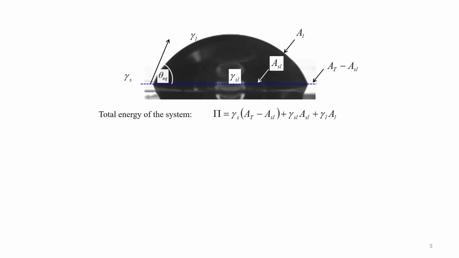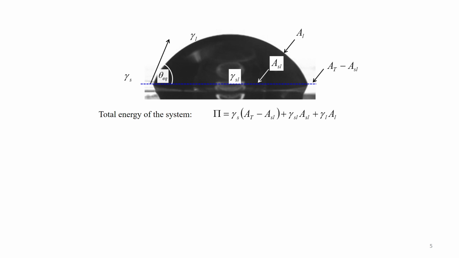So, in essence what we have is something like this: a liquid drop is dispensed on a surface and you let this drop come to equilibrium, and what you measure is known as the equilibrium contact angle. The tangent to this point at the 3-phase contact line makes an angle with the horizontal surface. That angle is called the equilibrium contact angle.